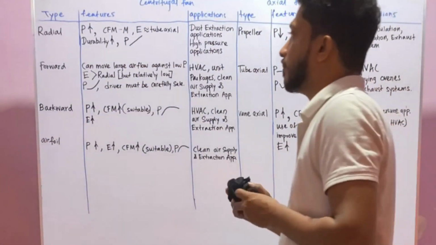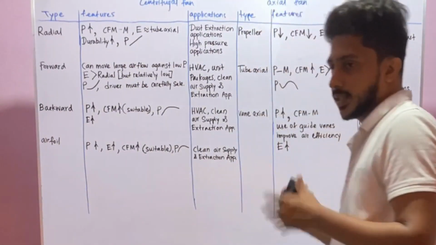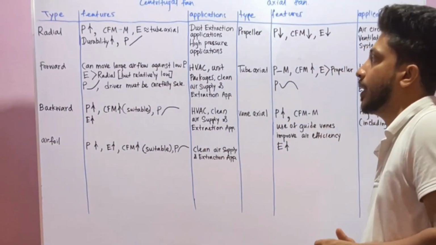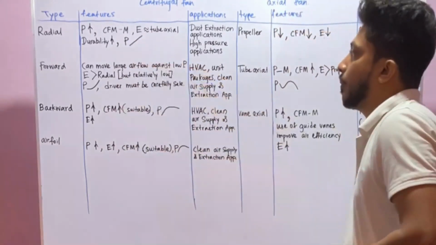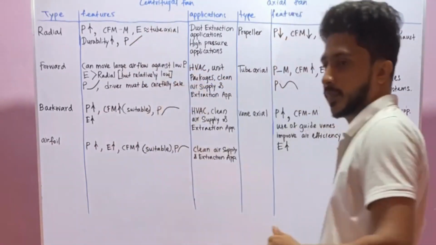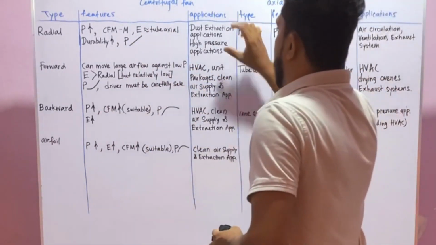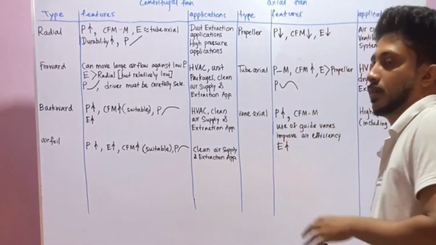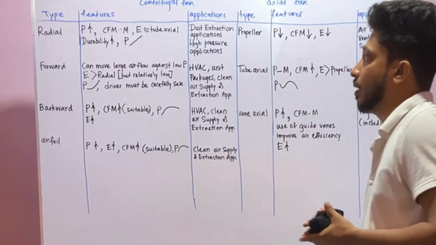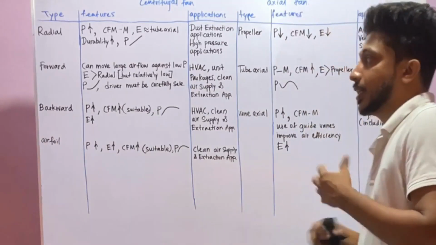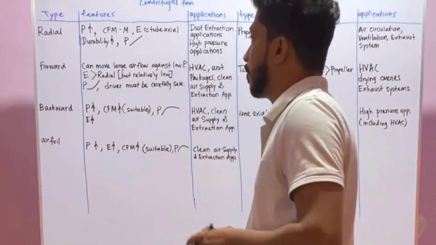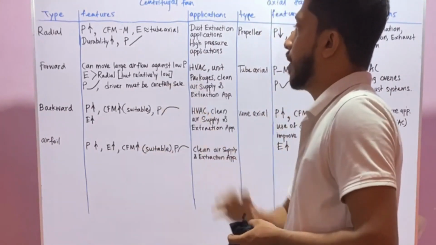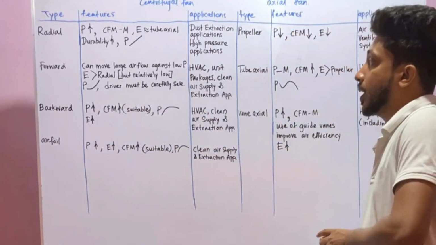Actually, that is one of the reasons that durability is high. And also when we compare the power, that is how power changes with the airflow. Okay, so what are the applications? Dust extraction applications and material handling applications are most suitable because dust accumulation is less, and higher pressure applications are also good for radial.